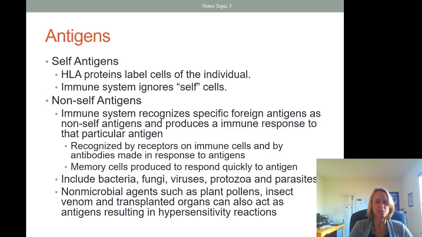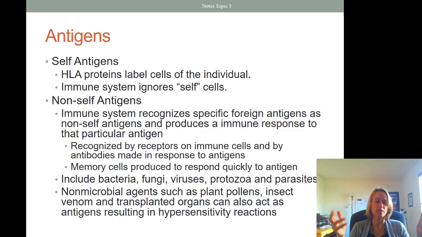So what are antigens? So self antigens are HLA proteins that label cells as self. The immune system ignores self cells normally. Non-self antigens, the immune system recognizes as foreign or non-self, and the immune system produces an inflammatory response against that antigen. So it's recognized by receptors on the immune cells and by antibodies made in response to those antigens. We get memory cells that are then produced to respond quickly to that foreign antigen.